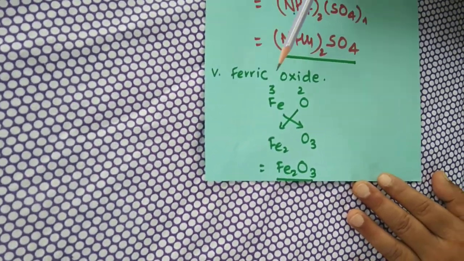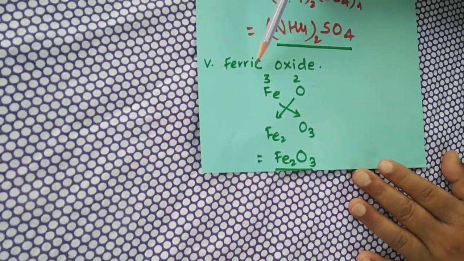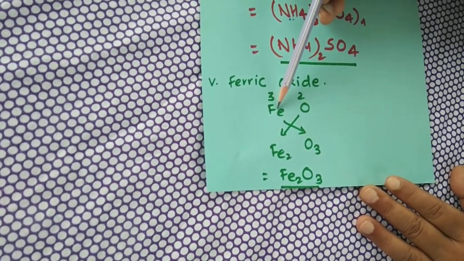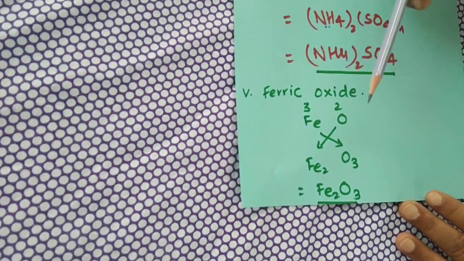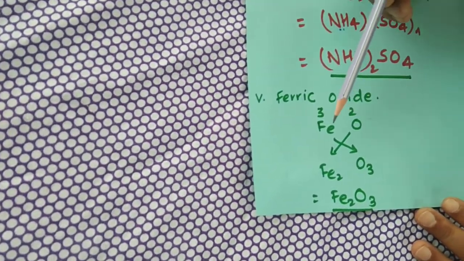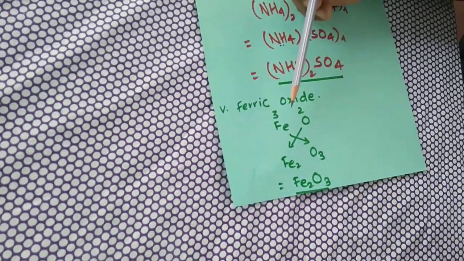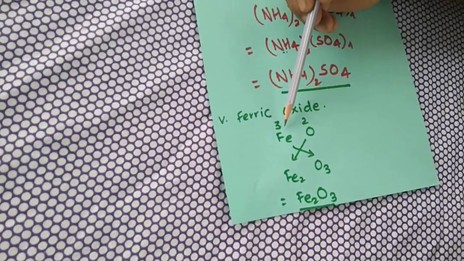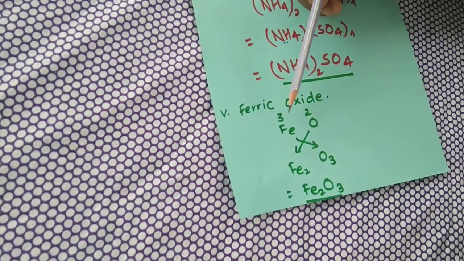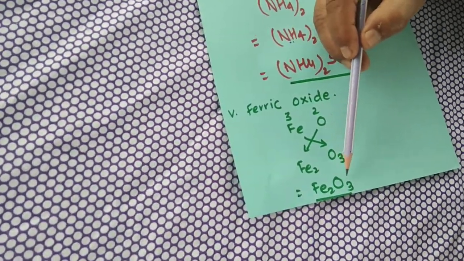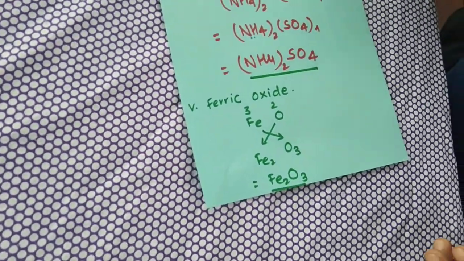Similarly, ferric oxide: ferric means it is from ferrum, iron, and Fe is its symbol, and oxide is O. When it is ic, we take the higher valency. Iron has two valencies, 2 and 3, and when it is ic, we take the higher valency, so it becomes 3 and 2. Crisscross gives Fe2O3. There is no more simplification in this case. So these are the methods of deriving the molecular formula of a particular compound.